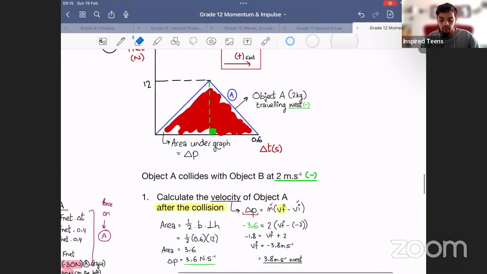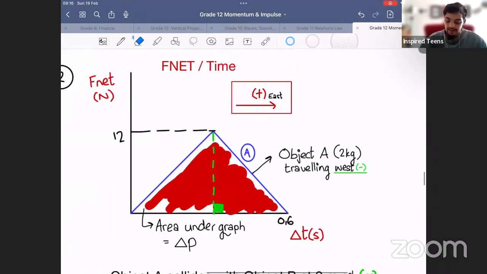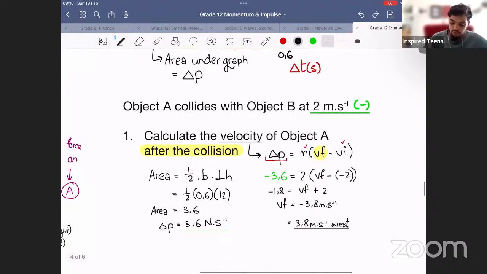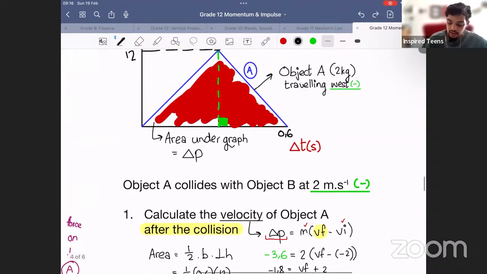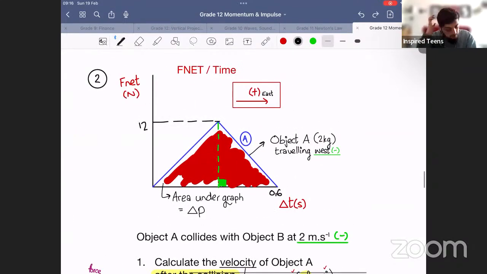Why is the impulse west again? The impulse is west because the question tells us that object A, which is 2 kg, is traveling in the west direction. So that's exactly why. The impulse is also going to be in the west direction. I just want to re-explain it one more time. We have a net force versus time graph, and the important thing to note is that the area under the graph gives you impulse.